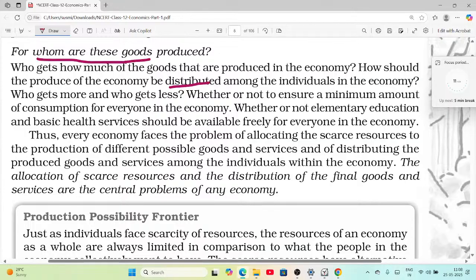The economy faces the problem of allocating the scarce resources to the production of different possible goods and services, and of distributing the produced goods and services among the individuals within the economy.